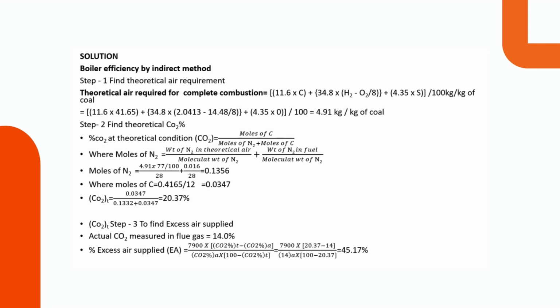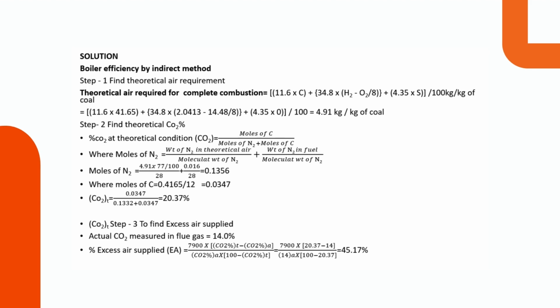Step 2. Find theoretical CO2 percent. CO2 percent at theoretical condition is moles of C divided by moles of N2 plus moles of C, where moles of N2 equals weight of N2 in theoretical air divided by molecular weight of N2 plus weight of N2 in fuel divided by molecular weight of N2.